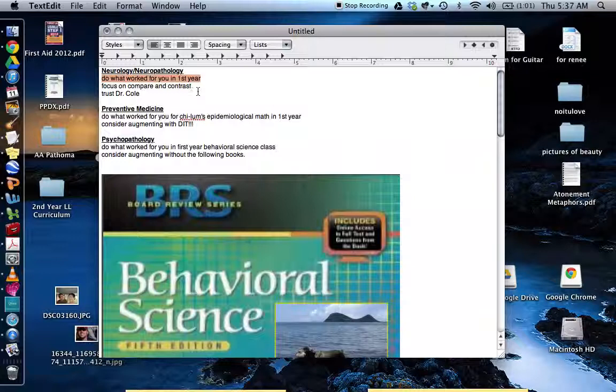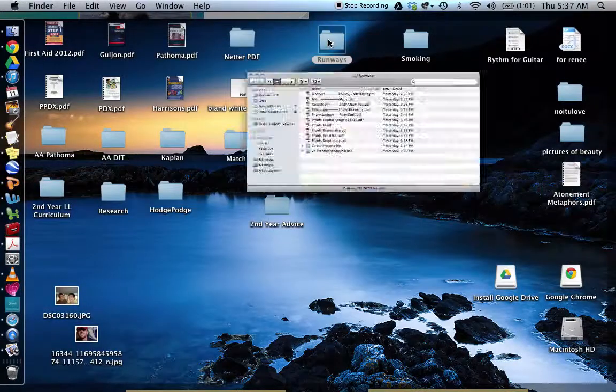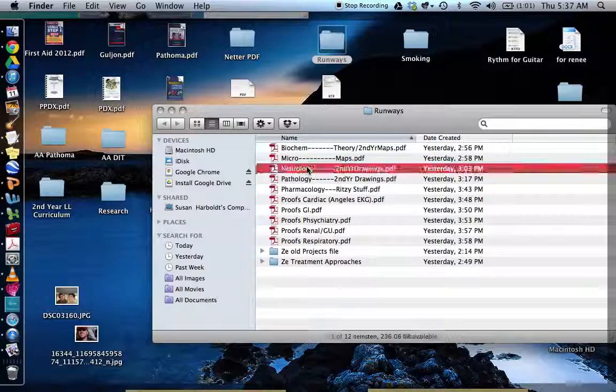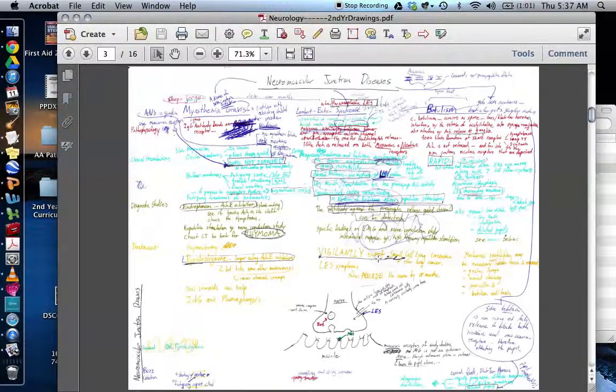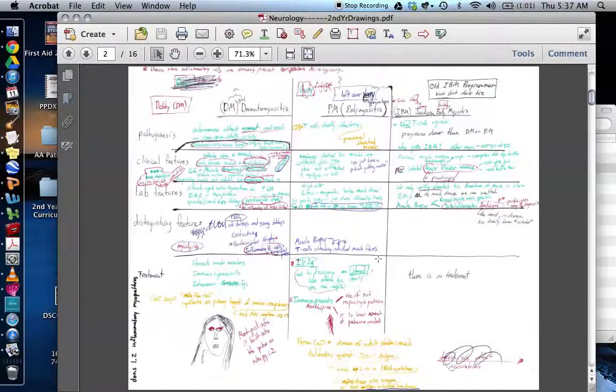I think it's really good to compare and contrast. For example, here's some drawings that I made during the beginning of the course. Oh, that's upside down. So you're going to do inflammatory diseases of muscle, and I just started making tables, and they got kind of busy.